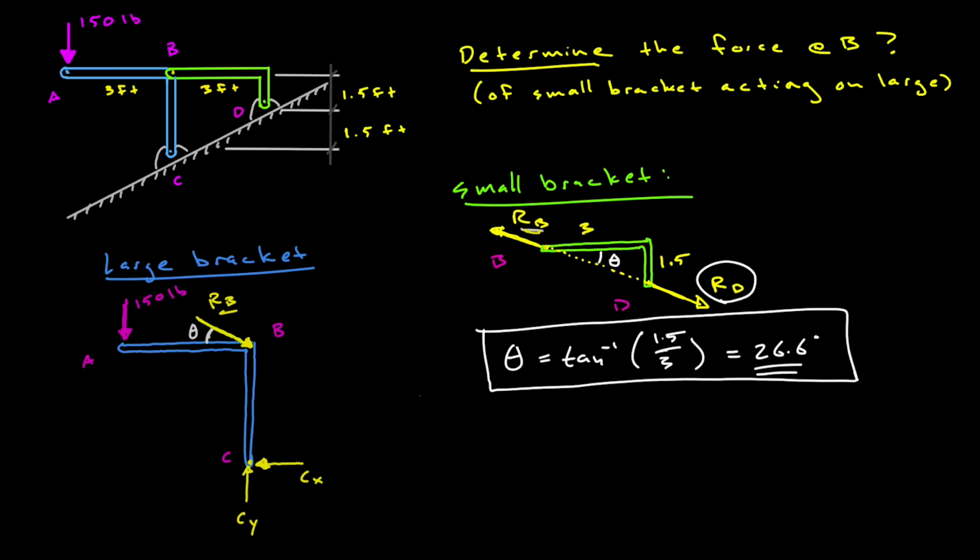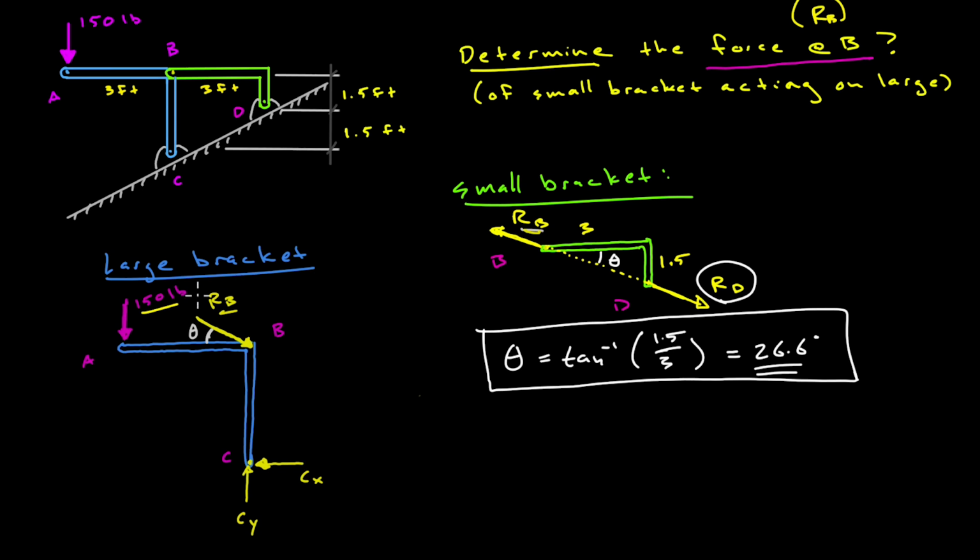Okay, so recall that the question asked us to find that force at B. So in other words, we're trying to find the force RB. And if you look at the free body diagram for the large bracket, there's one known force, 150 pounds, but there's three unknown forces, RB and the two reactions at point C. And because this is a planar problem, we know that we have three equations to work with. We have sum of forces x and y and sum of moments about any point should all equal 0.